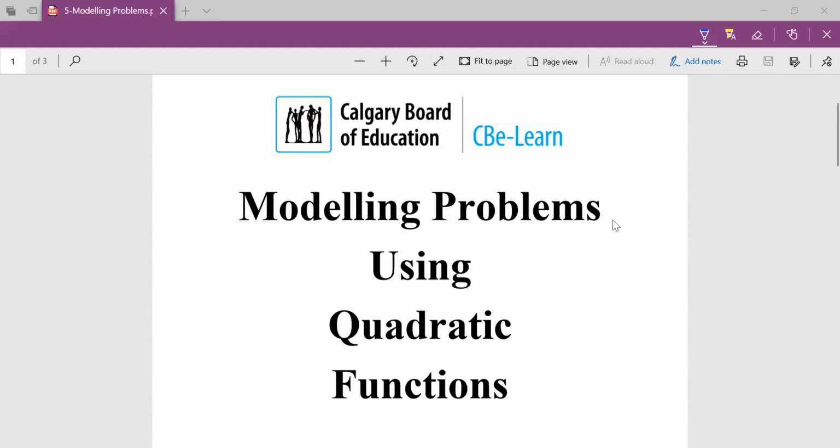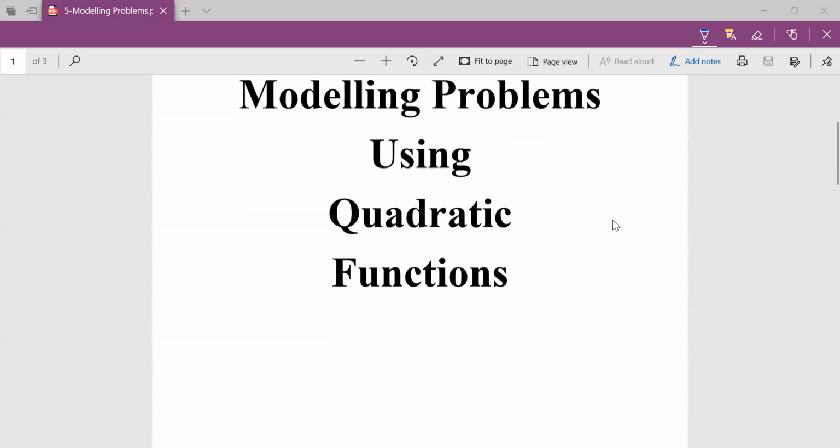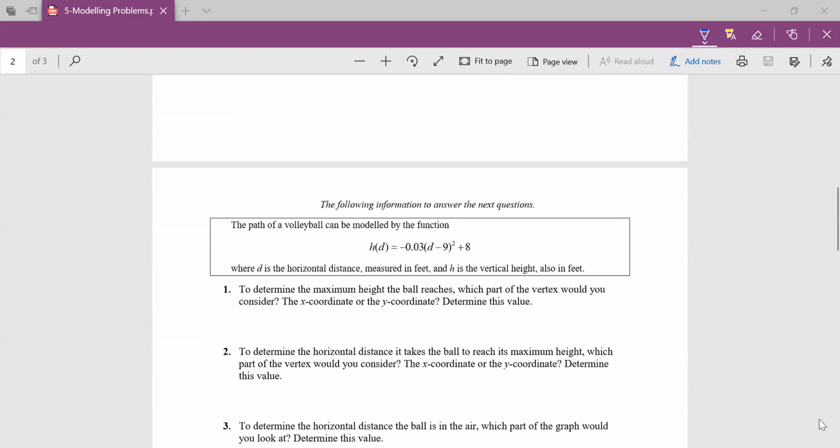Hey friends, here we are in the last lesson of this unit on modeling problems using quadratic functions. So, real life applications of quadratics that come up. Make sure you've got your graphing calculator. It's always a handy thing to have with you. It makes life a lot easier in some cases.